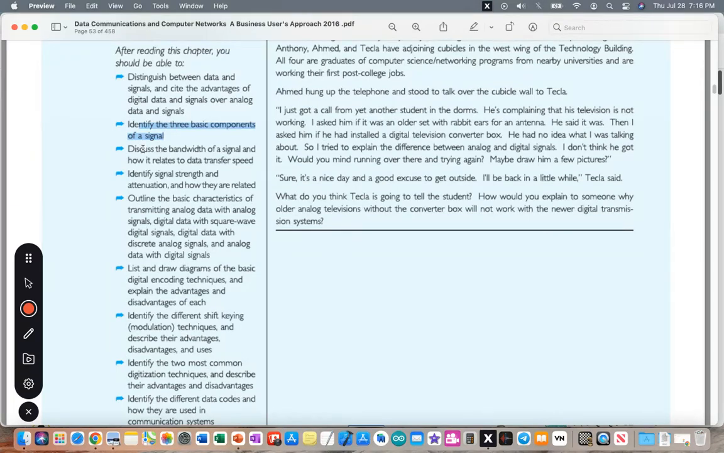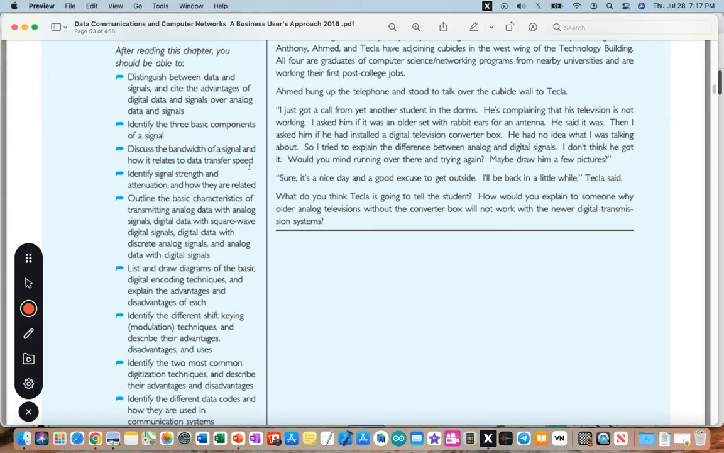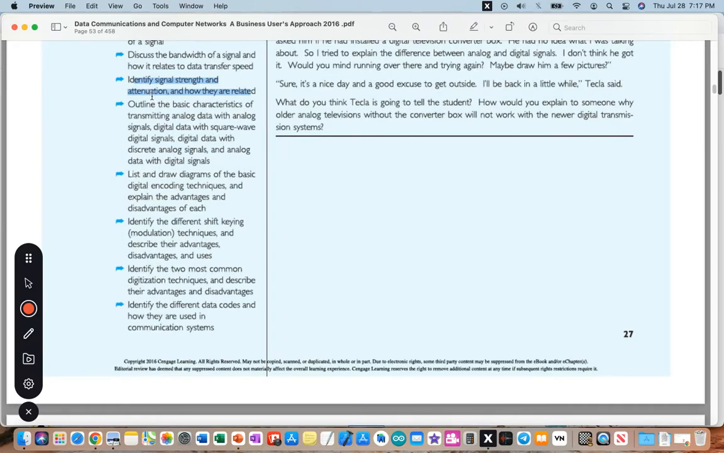Discuss the bandwidth of a signal and how it relates to data transfer speed, or data transfer rate. Identify signal strength and attenuation and how they are related. Outline the basic characteristics of transmitting analog data with analog signals, digital data with square wave digital signals, digital data with discrete analog signals, and analog data with digital signals.